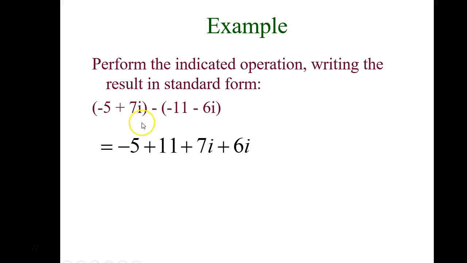Make sure you see where that's coming from. Negative and -11 made that a positive 11. And then the 6i also became positive, so we've got 7i plus 6i. So combine like terms and we get 6 plus 13i.